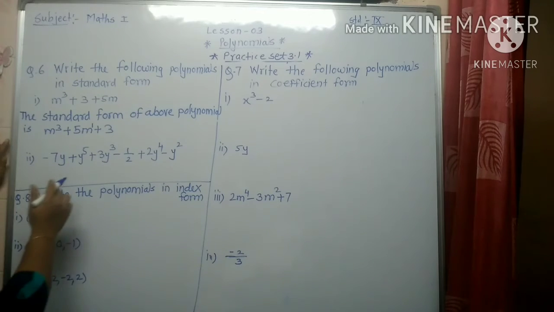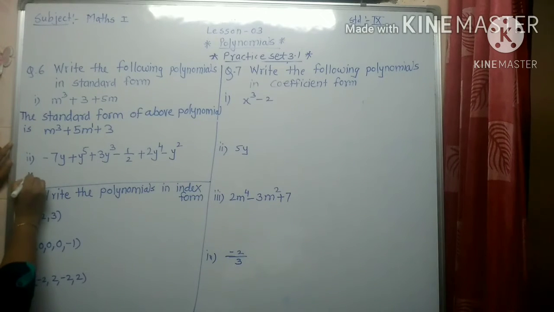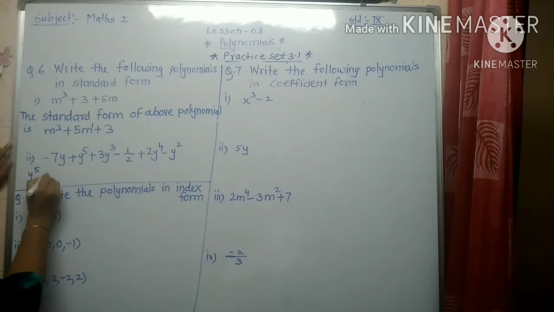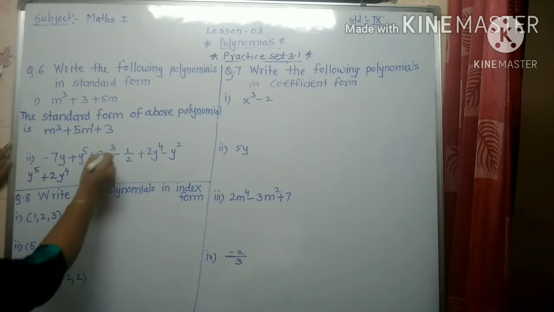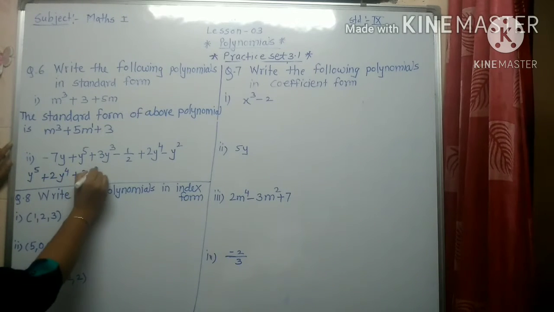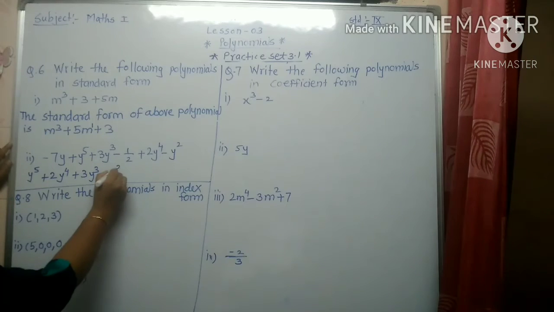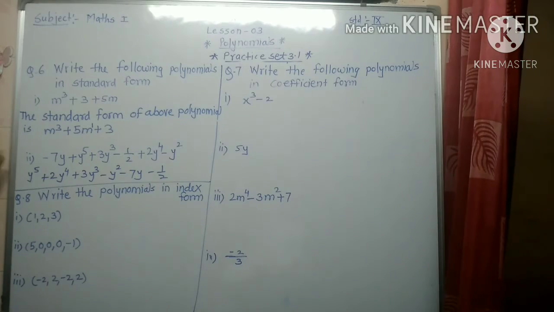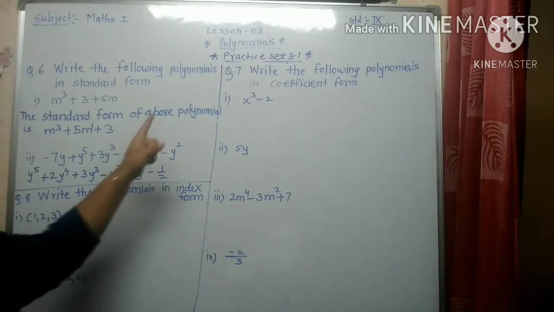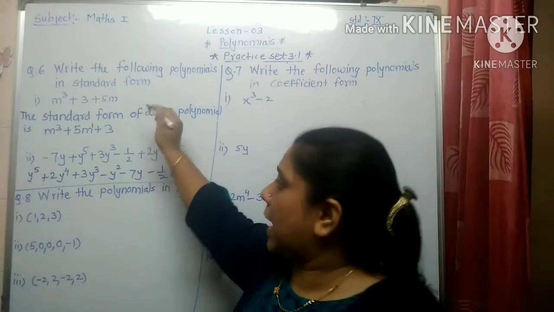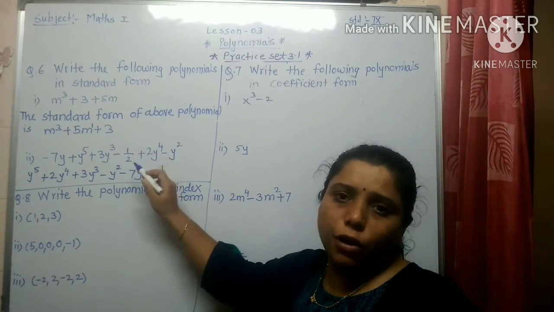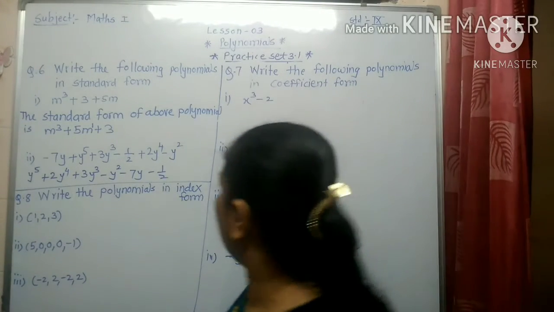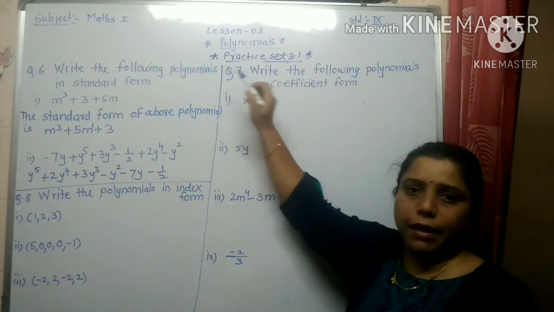Here the highest power of this variable is 5, so I will write y raised to 5. Then after 5, 4: plus 2y raised to 4. Then the cubic term, 3y cube. Then the square term, minus y square, minus 7y, minus half. So in both examples we are writing the standard form of the polynomial. Understood? Now next question.